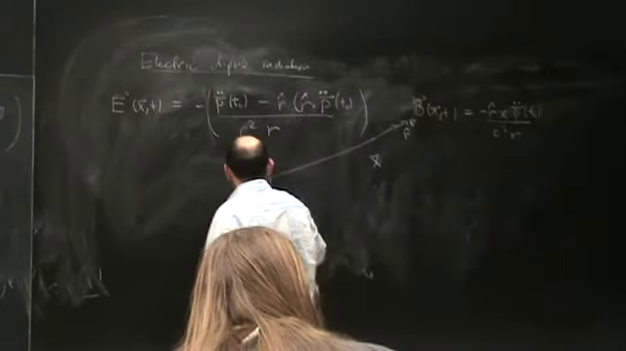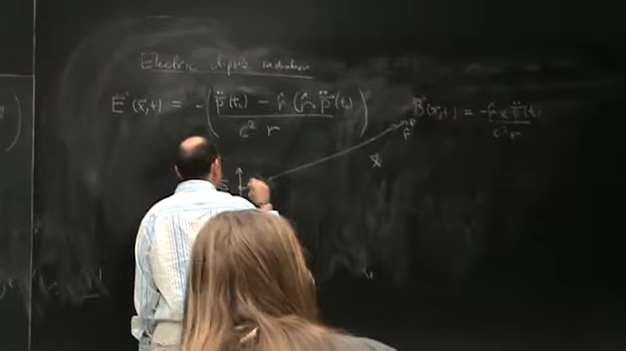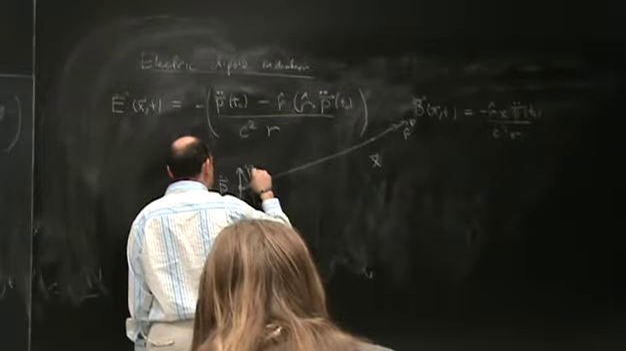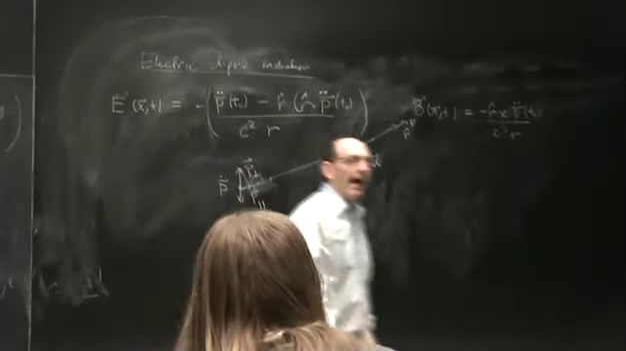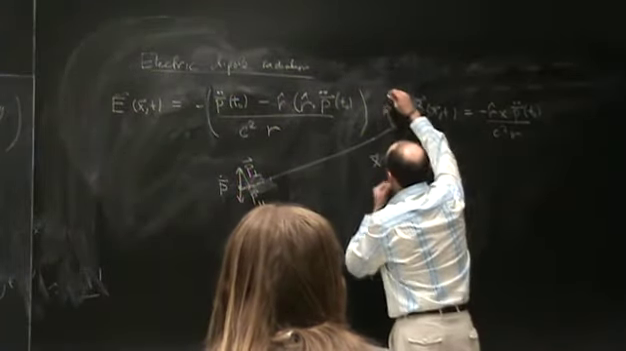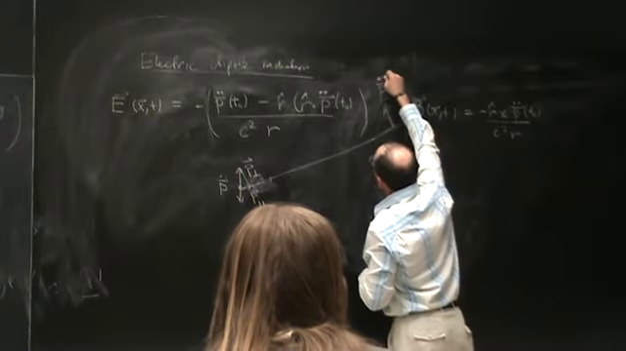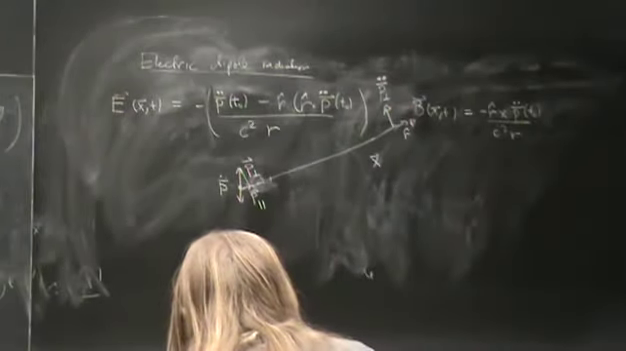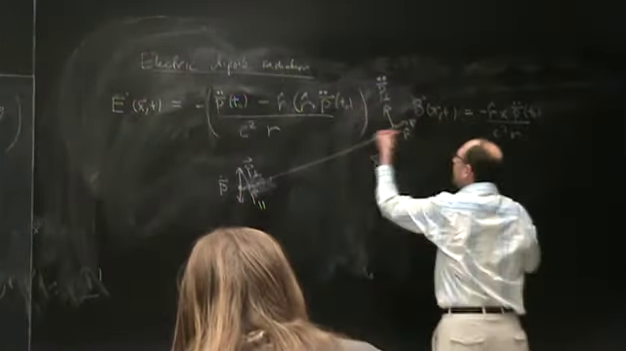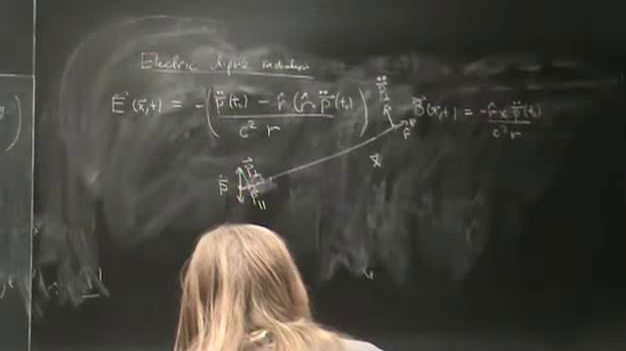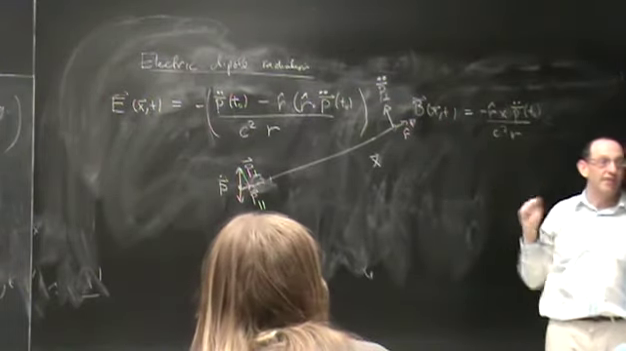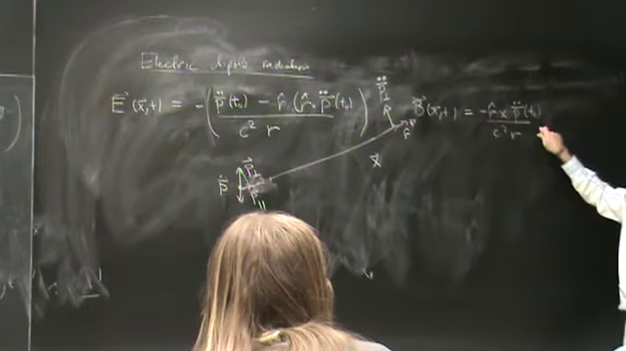So there is a part of this vector which is parallel, and there's a part of this vector which is perpendicular to R hat. And I subtract off the parallel component. The electric field associated with the radiation is the transverse component of P double dot. That's the component which is perpendicular to the direction in which the wave is propagating. That's what we expect. We expect transverse waves.